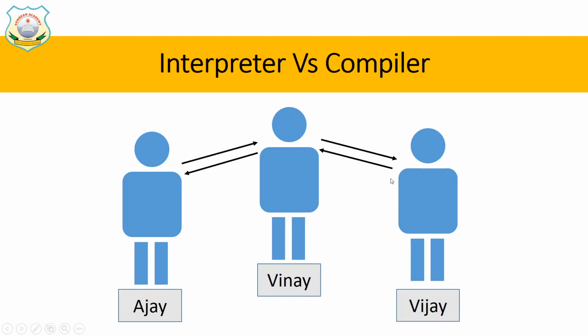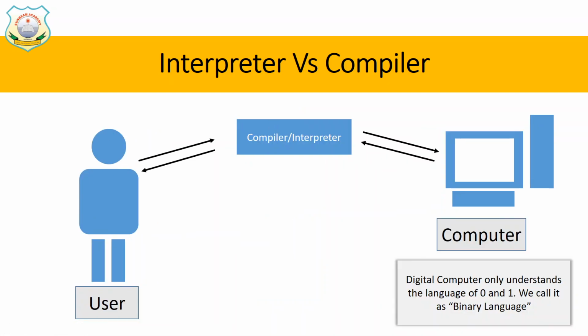Similarly, children, between the computer, assume that this is a computer and this is the user. Between the computer and the user, there is some kind of an interpreter which converts that whole thing. Human language will get converted into machine language, and then the machine language will get converted into human language, and that's the work of an interpreter or a compiler. So the user is going to give the instructions in his own language, and the compiler or interpreter is going to interpret that whole thing and give it to the computer.